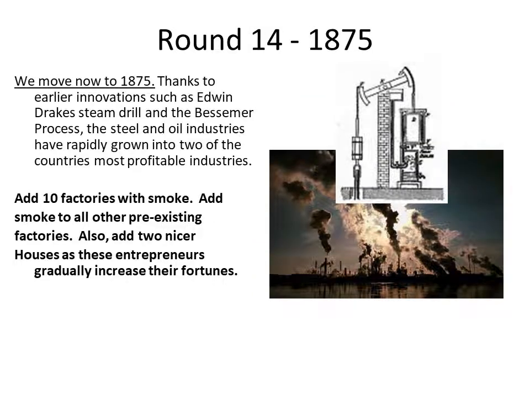Oh my god, we've reached the Gilded Age and everything is chaos. It's 1875 and people have been inventing things like crazy. It's ridiculous. We got the steam drill, we got the Bessemer process, we got oil all over the place, and people, because of the railroad, are flooding into your city and building factories like madmen. Oh my gosh. Add 10 factories. They need to have smoke. Add smoke to all other pre-existing factories because we're burning coal like crazy.